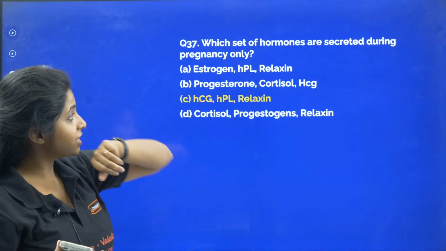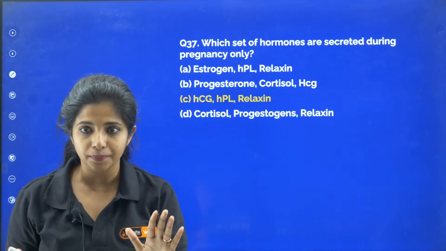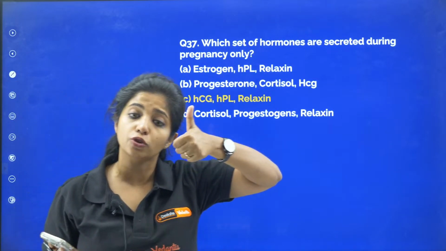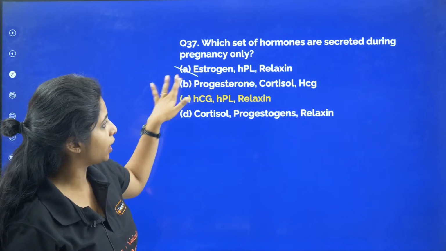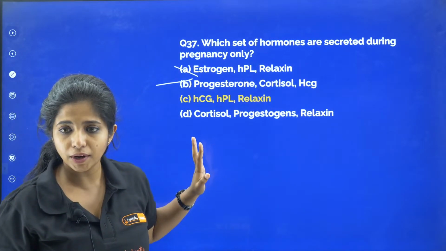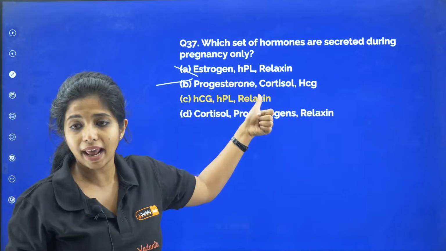Now, next thing. Which set of hormones are secreted during pregnancy only? Only during pregnancy, my dear children. It's not estrogen. Estrogen can be released anytime in our body, even progesterone. Okay? So, whenever you have these options, cut it out. Even cortisol can be released anytime in our body. What is it? HCG, HPL and relaxin.